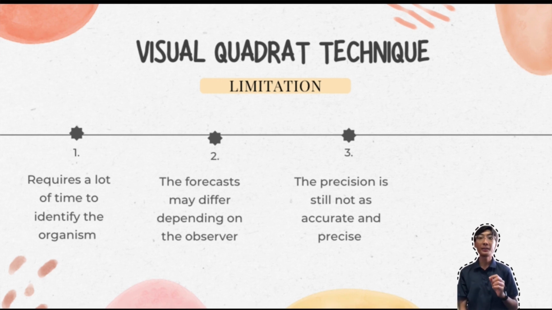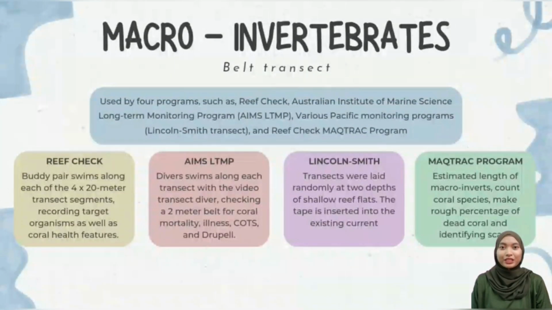However, the precision is still not as accurate and precise as when we compare with point quadrat, which has a lower human error. For the macroinvertebrate belt transect, it consists of 4 methods, which are Reef Check, AIMS long-term program, Lincoln-Smith transect, and MarkTrack program. Here is the summary of the procedure for each method.